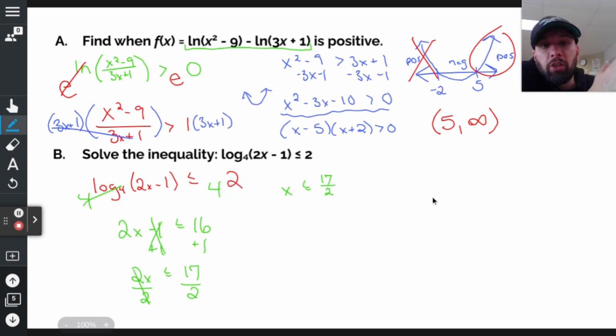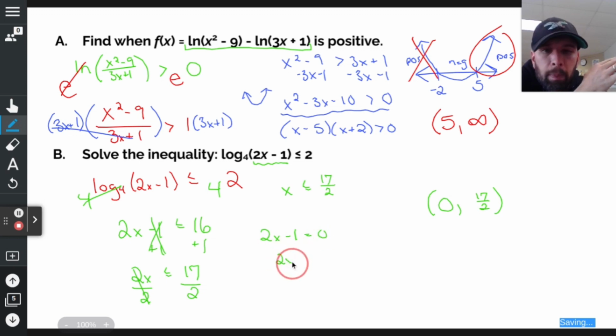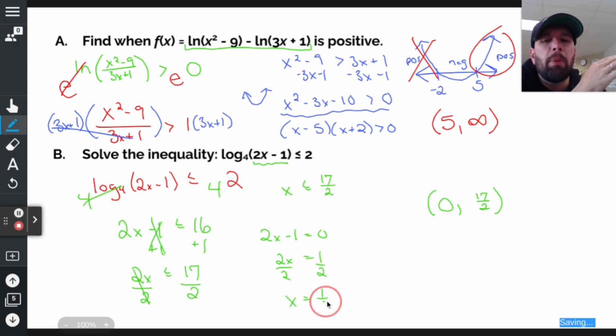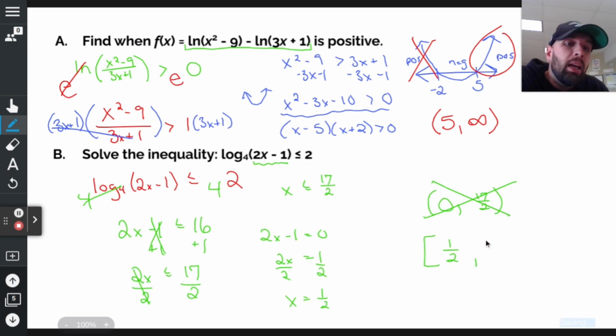But I'm not just going to say that my guy is between 0 and 17 over 2 either, because if I plug in 0, 0 minus 1 is still not allowed. So what's my domain restriction? Well, I have to make sure that whatever I do, that guy is 0 or greater. So if I set 2x minus 1 equal to 0, add 1, divide by 2, x equals a half is the minimum value you're allowed to plug in. Okay, so the minimum value I'm allowed to plug in is 1/2, and I'm putting the little bracket there because of that or equal to. And the maximum value I'm allowed to plug in is 17 over 2 with the bracket as well.